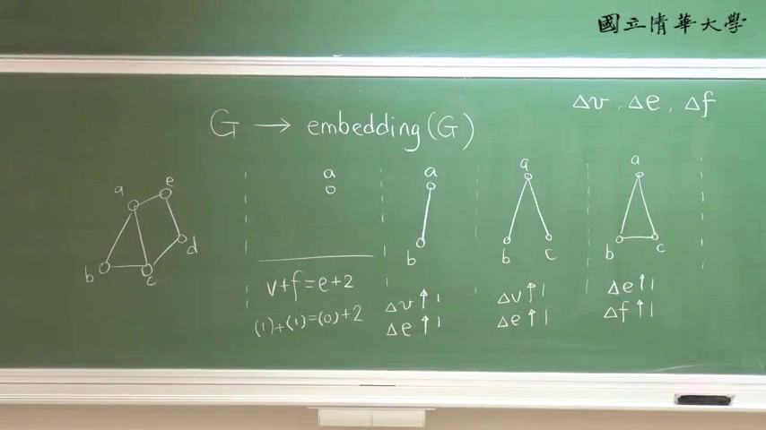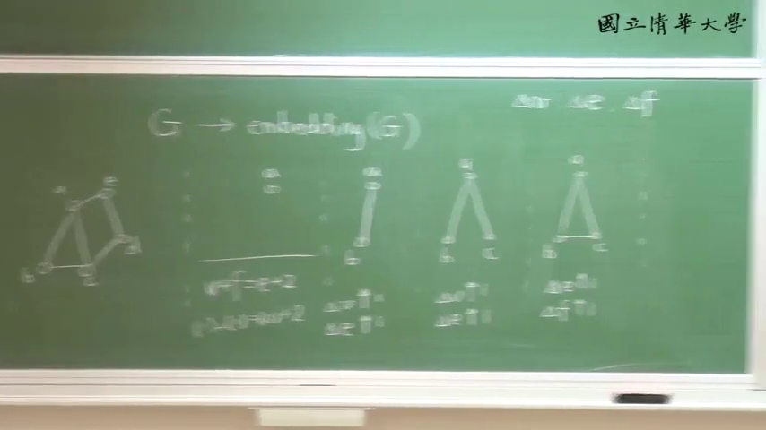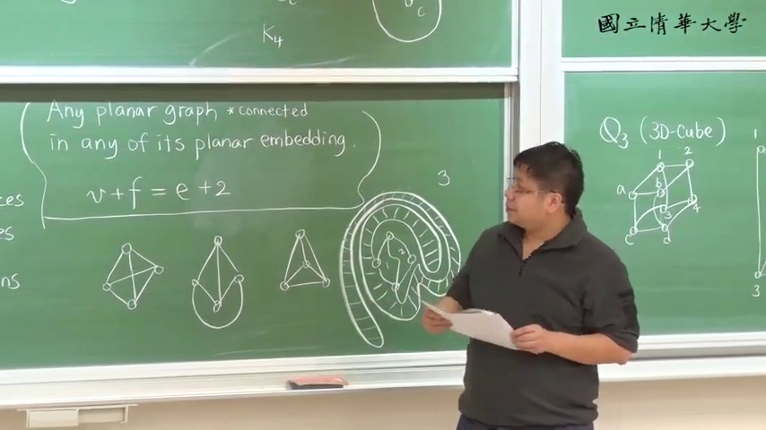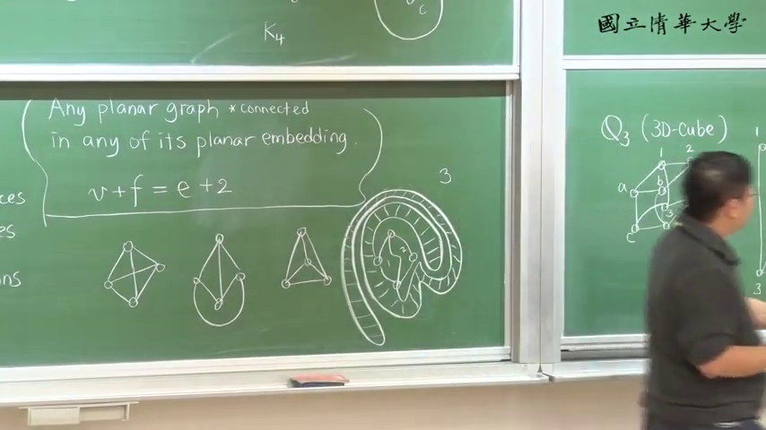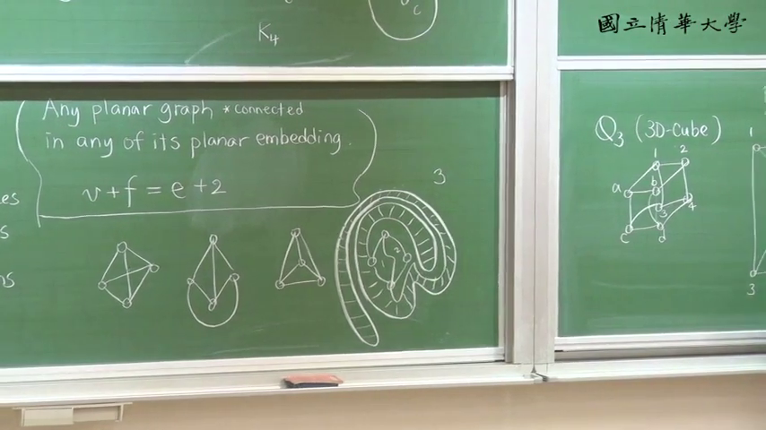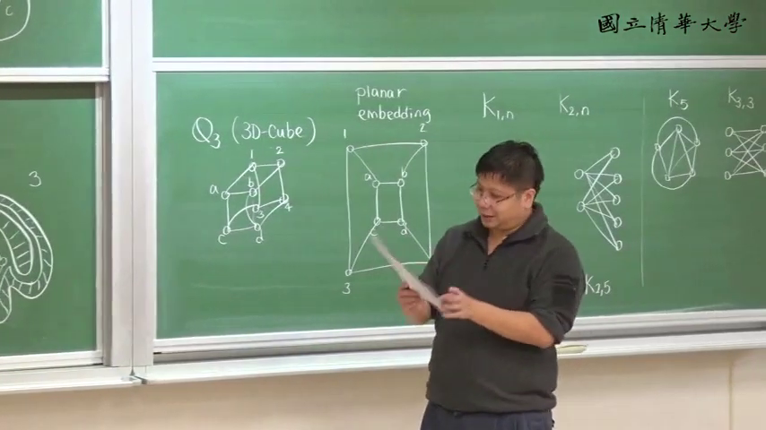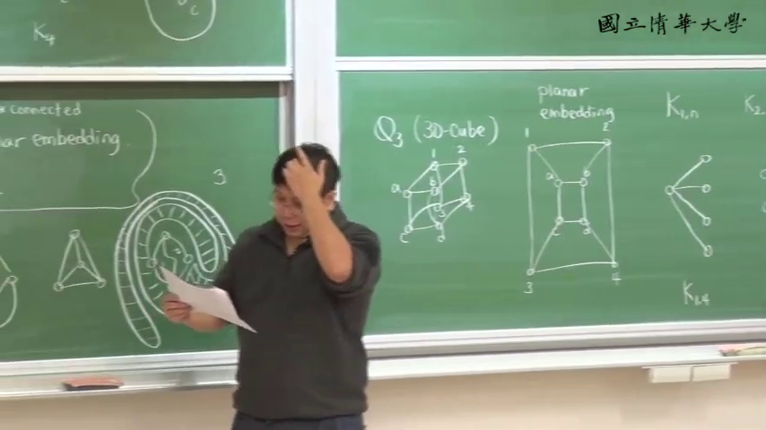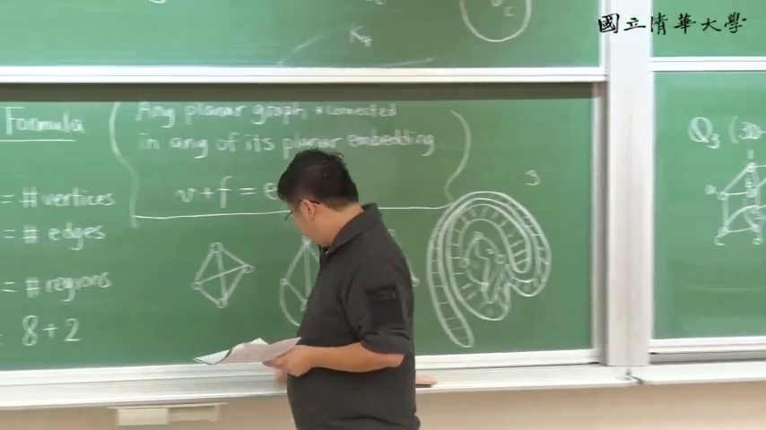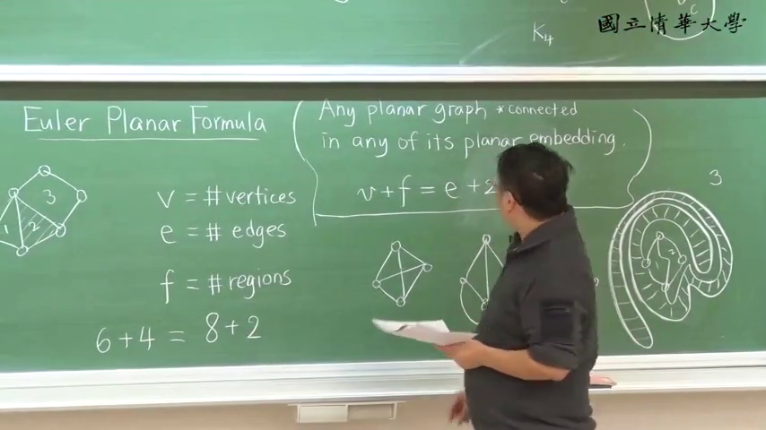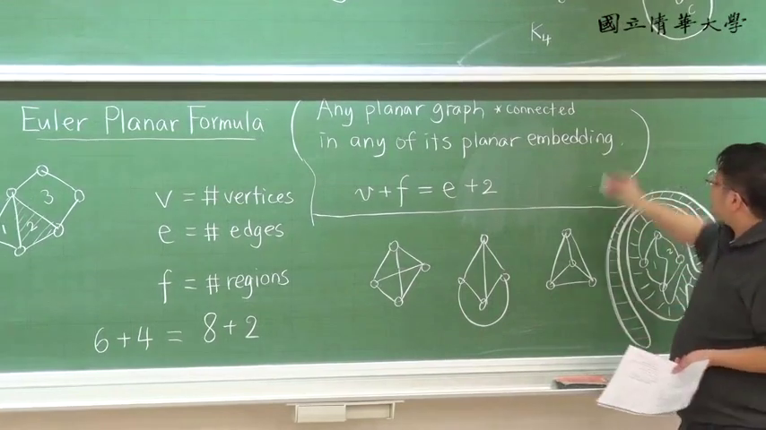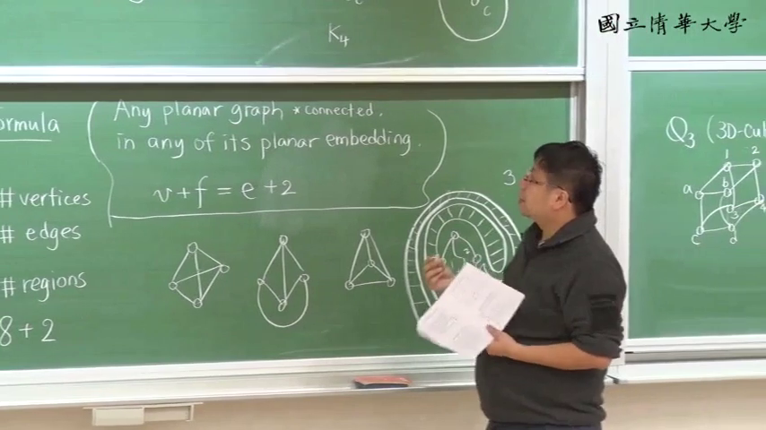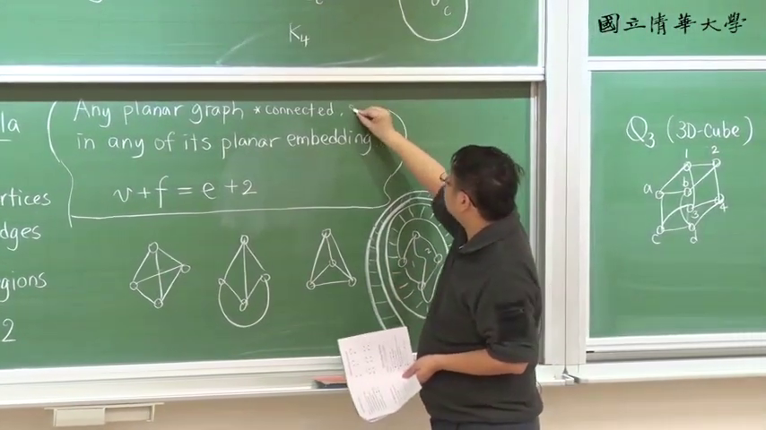Is that okay? Okay, good. Now, with this Euler planar formula, we can show K5 cannot be planar. Okay, so let's try. Let us add one more condition. The planar graph is connected and also simple.